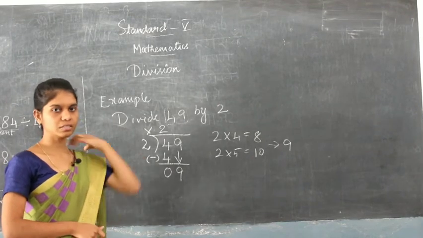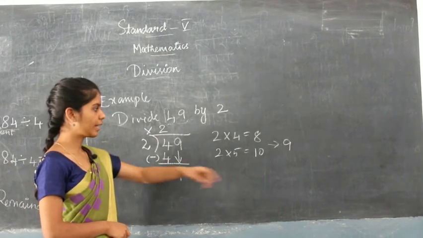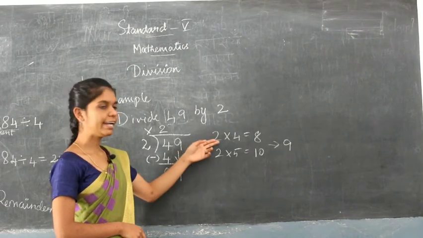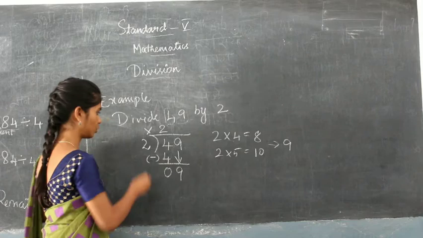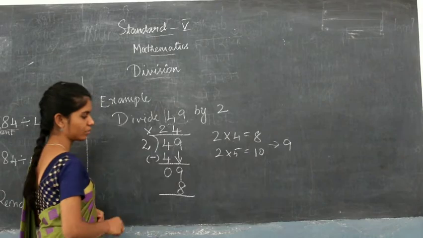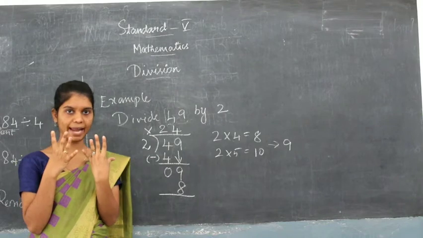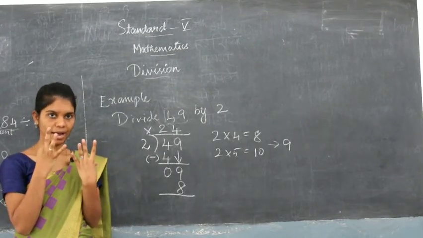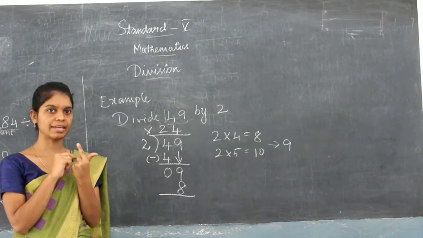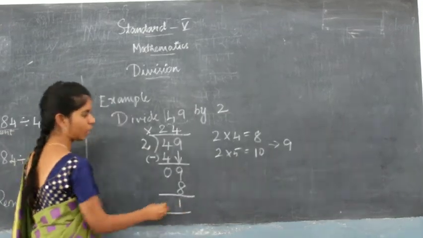You want 9 but you didn't get 9. So what you will do is, you will see the number lesser than 9. Which is lesser than 9, 10 or 8? 8 is lesser than 9. So you will write 2 fours are 8. So 2 multiplied with 4 will give you 8. So you have 9 here and you have to subtract 8 from it. So 1, 2, 3, 4, 5, 6, 7, 8. So what is remaining? 1. So 1 is your remainder.